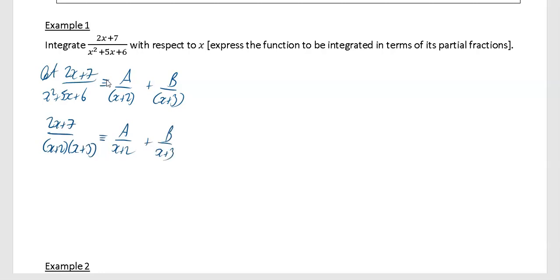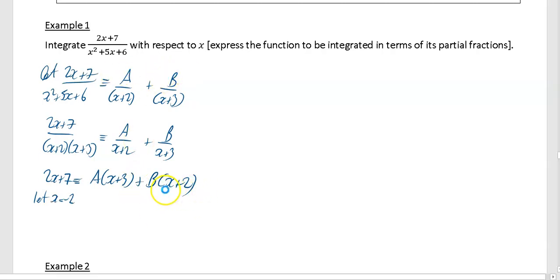Now all we're going to do here is multiply across by the denominator, being (x + 2)(x + 3), which will leave you 2x + 7 on the left hand side is identically equal to A(x + 3) plus B(x + 2). From here on in, it's just finding the values of A and B. So I'm going to do that by letting, first of all, x equal to minus 2. So if x equals minus 2, this bit will disappear because you'll have minus 2 plus 2, which is 0, and 0 times anything is 0, so this bit effectively disappears.